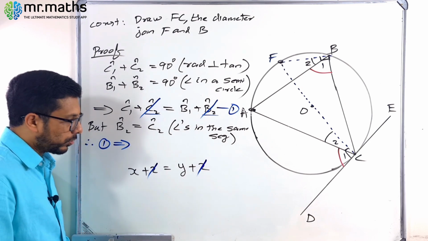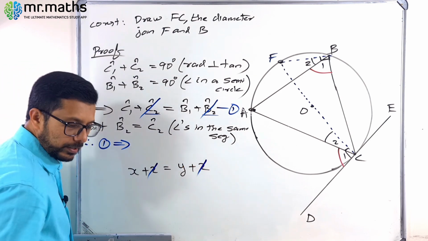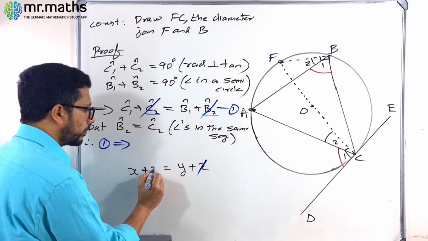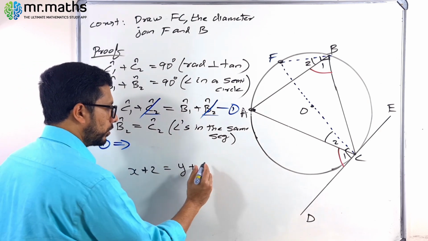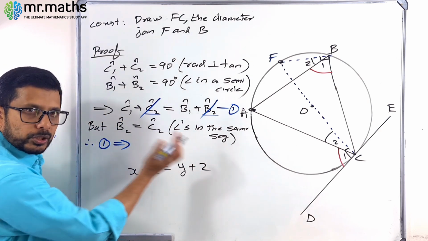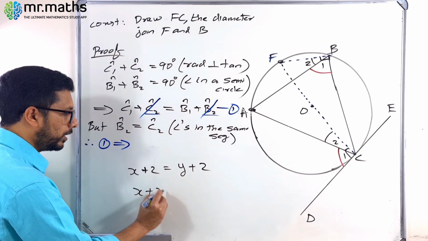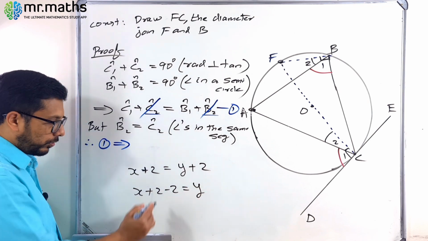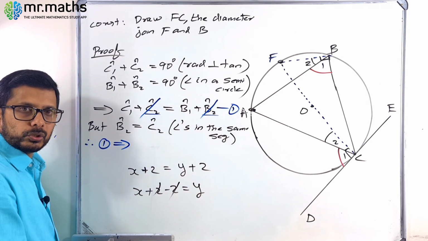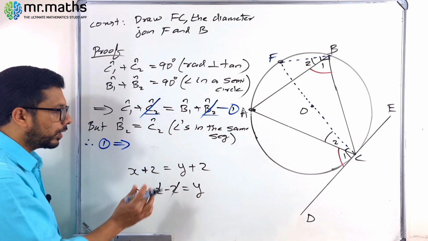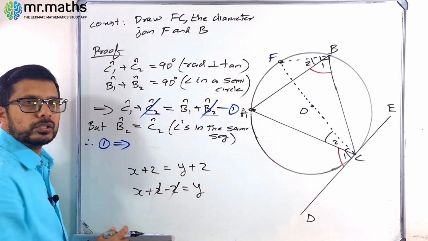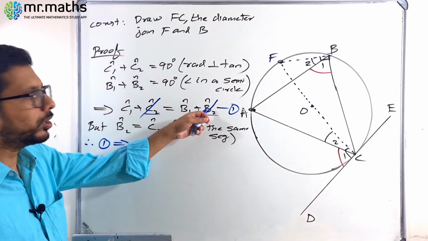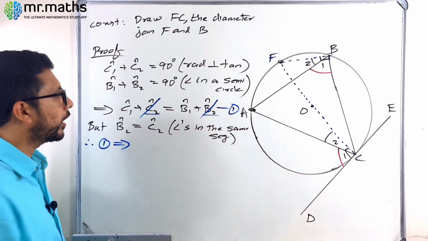Do you know why? Because in case I didn't cancel this one, assume that I didn't cancel it, this is 2 and this one has 2 also. If I take this plus 2 to this side, what is going to happen? This plus 2 on this side becomes minus 2 is equal to y. Can you see now? I can cancel this plus 2 and minus 2, so there is no need to write that step. If it is the same quantity on both sides, you can cancel that. So here we are saying that this C2 and B2 are the same quantity, so you can cancel that one.